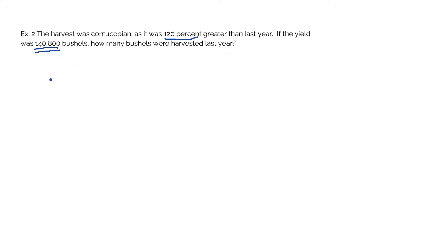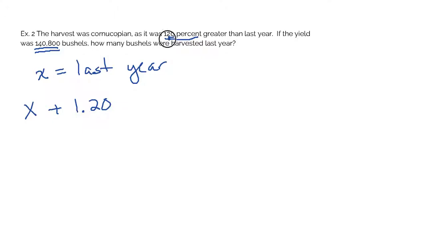So the way I set this up is I say, let X equal last year. This year's was 120% greater than last year. So we have last year's plus 120%. Now that's how we'd move our decimal point over 2 places to get to percent of last year, is going to equal this year's yield, which is 140,800. We want to figure out what last year's was. So last year was 100%, then we had 120 more percent. So we're talking about 220%.